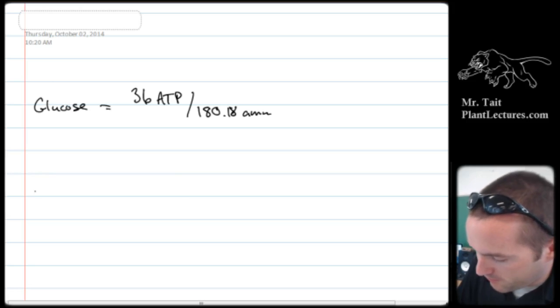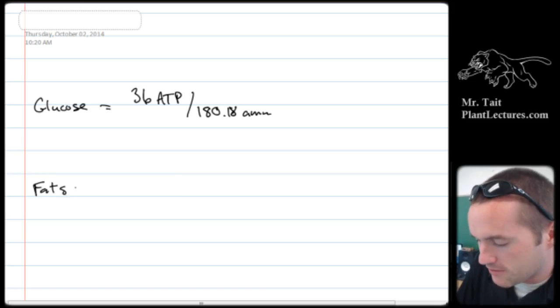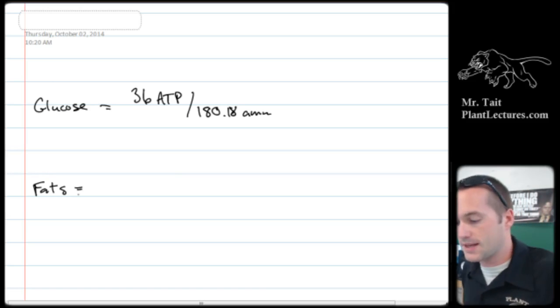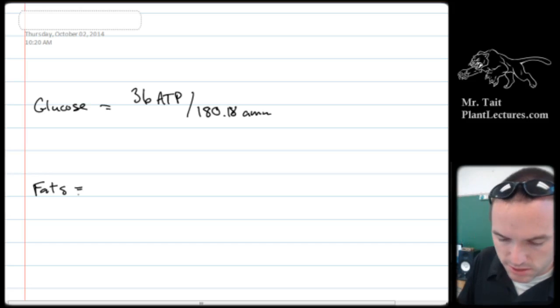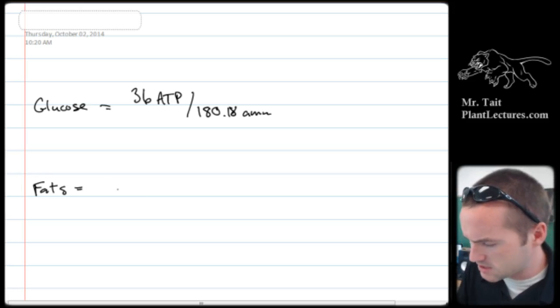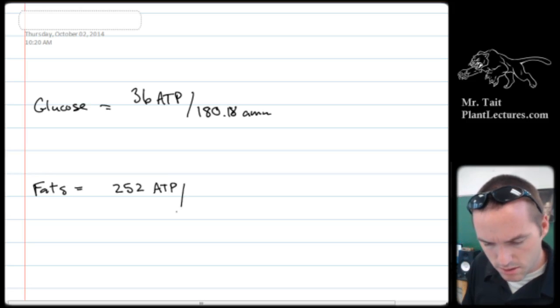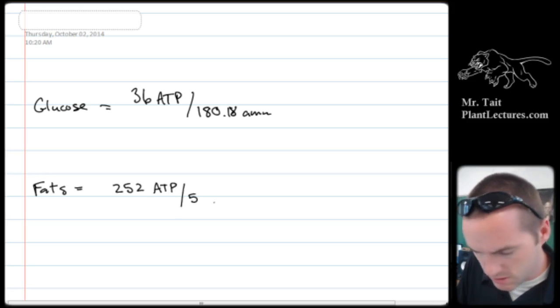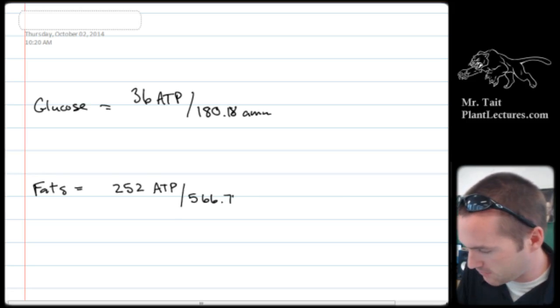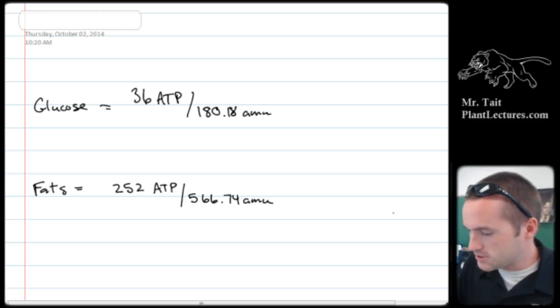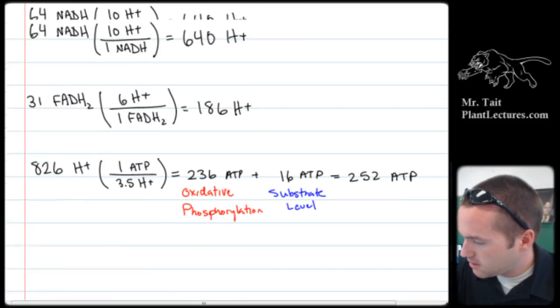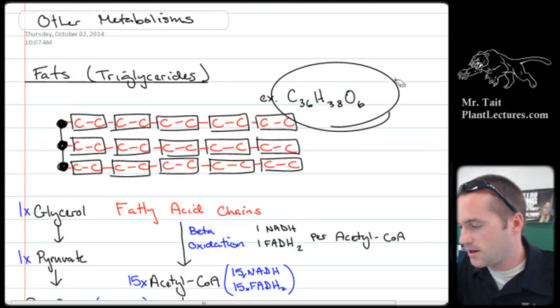And then for this fat, and remember it's going to be different based on how long the fatty acid tails are. But I came up with 252 ATP per 566.74 AMU, right? The way I got that was I took this formula up here and calculated the molecular weight of that formula.